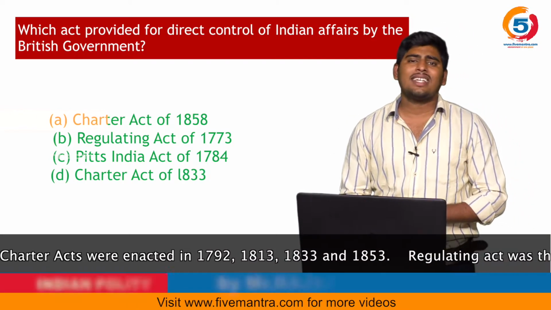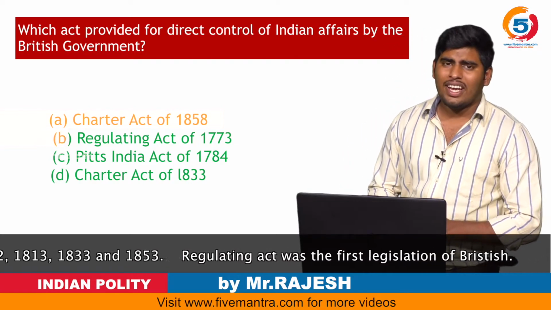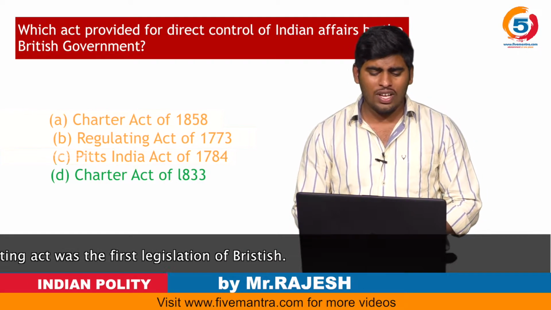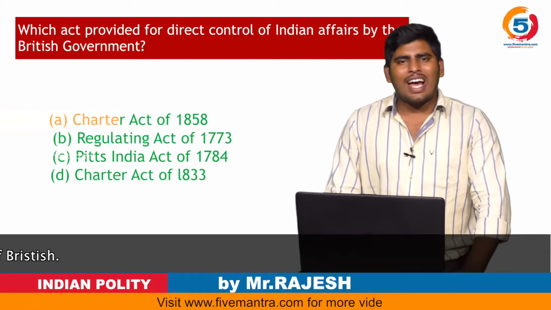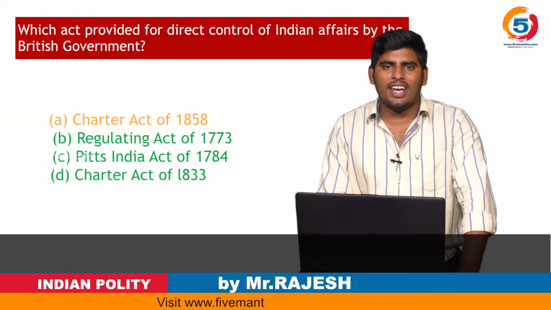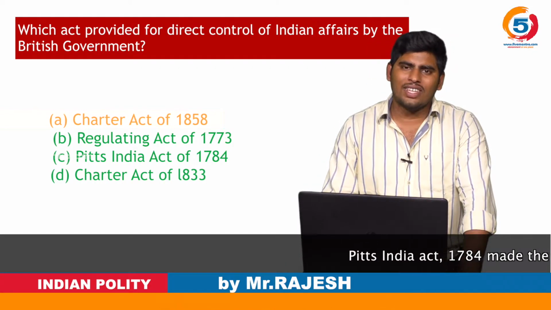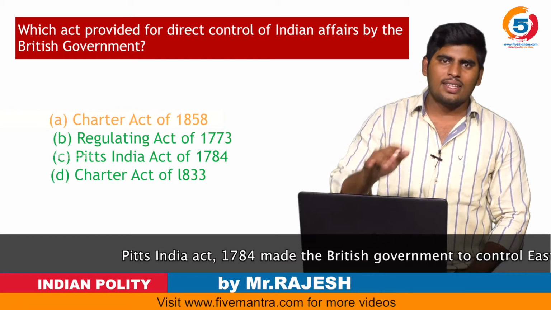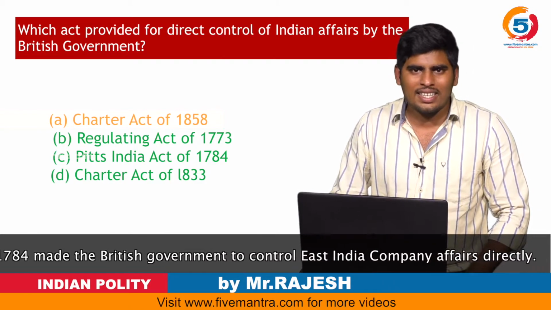First option, it is the Charter Act of 1858. The second option is the Regulating Act of 1773. The third option is Pitt's India Act of 1784, and the fourth is the Charter Act of 1833. So the first option: we don't have a Charter Act in 1858. We do have the Government of India Act in 1858. We have only four charter acts: around 1793 the first one, 1813 the second one, 1833 the third one, and finally 1853. There is no such charter act in 1858.